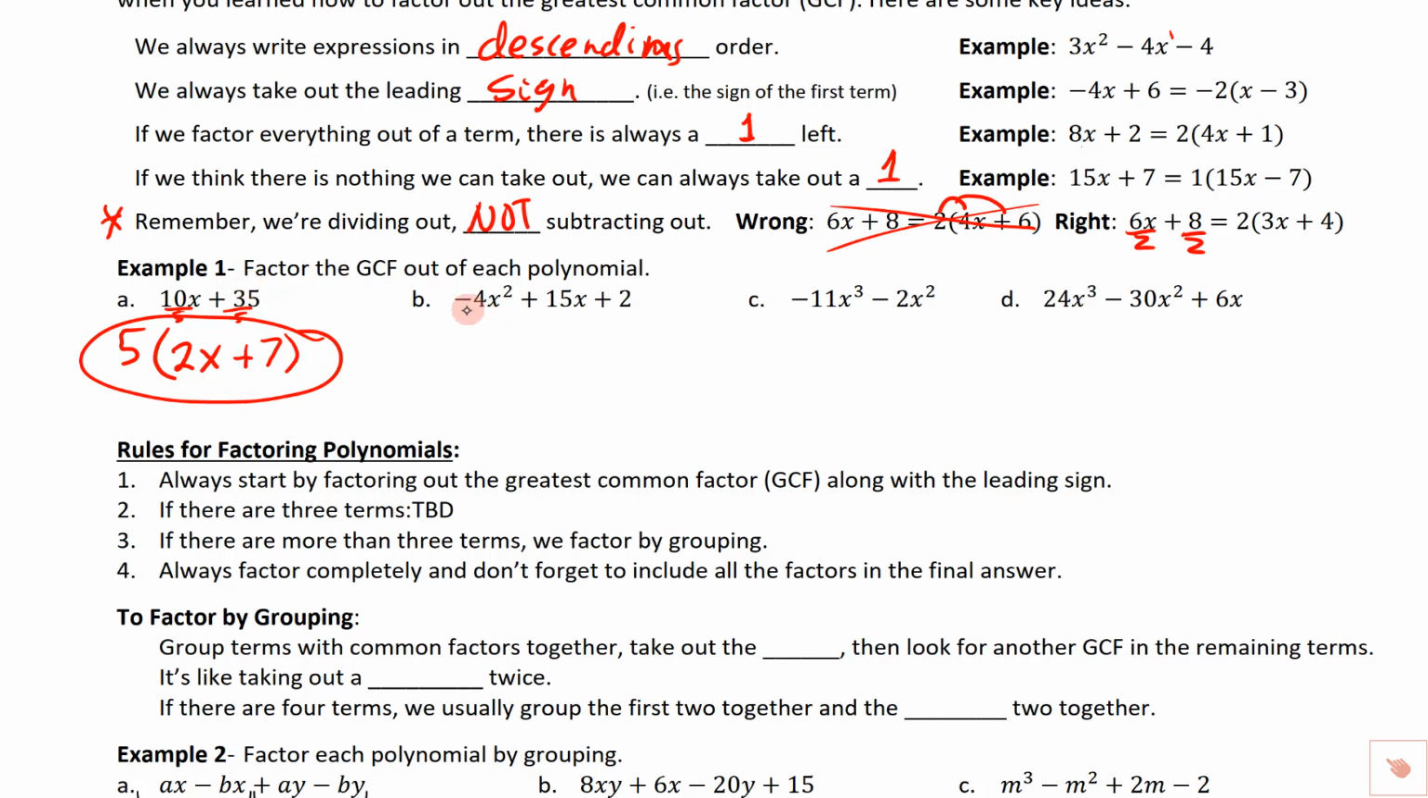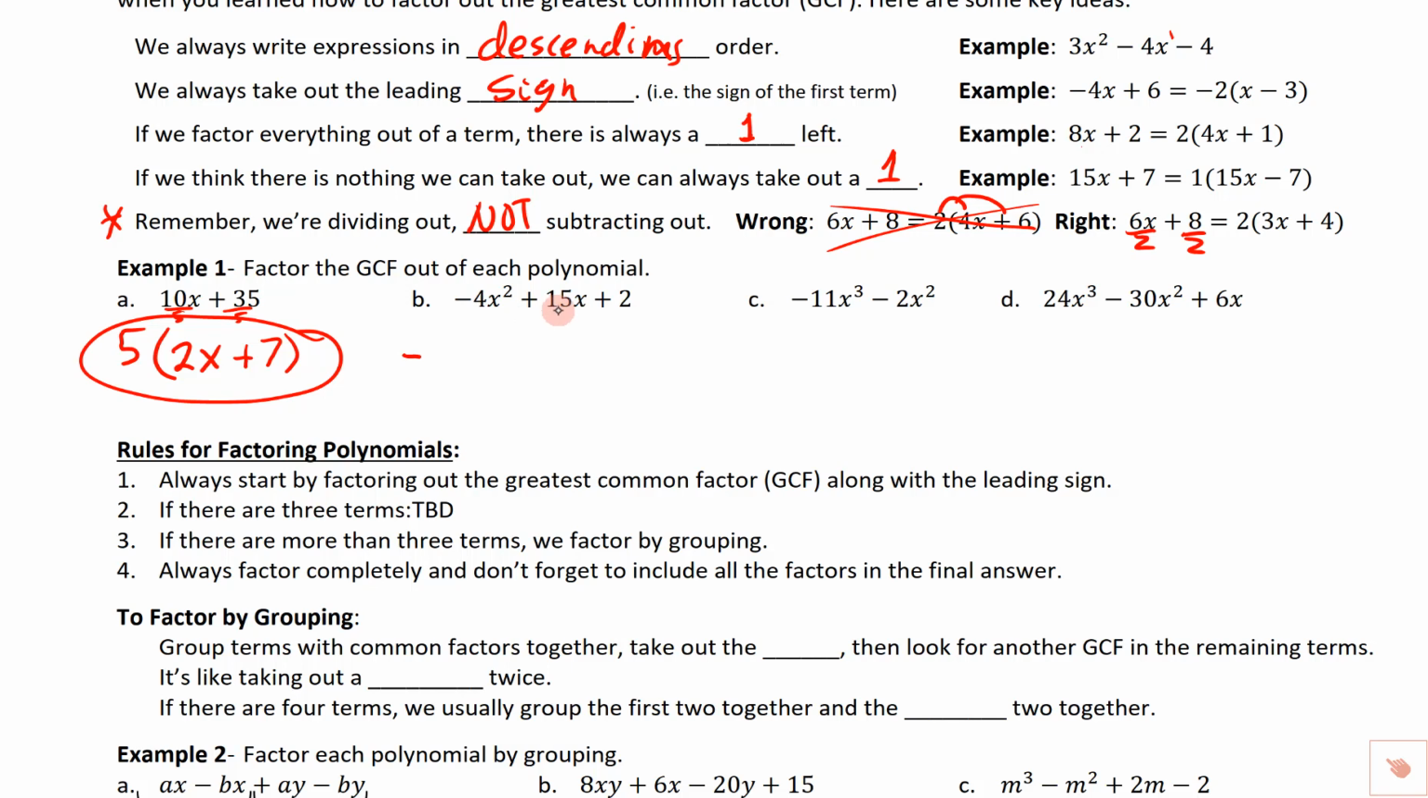Now on this one, we've got a negative 4x squared plus a 15x and then plus 2. So if you look at this, it is in the right order, and the first one starts off with a negative. So we're definitely going to take out a negative. Let's see, we've got a 4. That's a 1, 2, and 4. Those would be factors there.